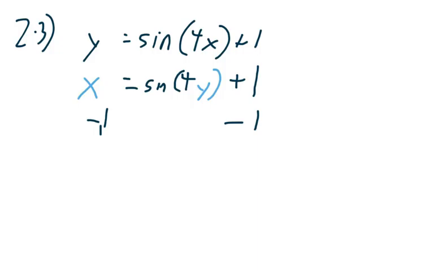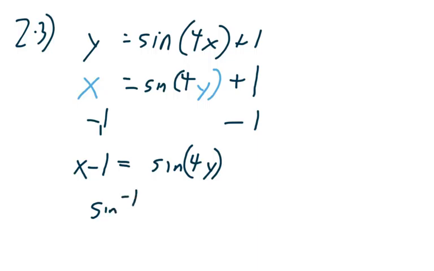So I subtract 1 on both sides. So x minus 1 equals sine of 4y. Now to get rid of the sine, I'm going to do arcsine of x minus 1 equals 4y. And then I'm going to divide both sides by 4.